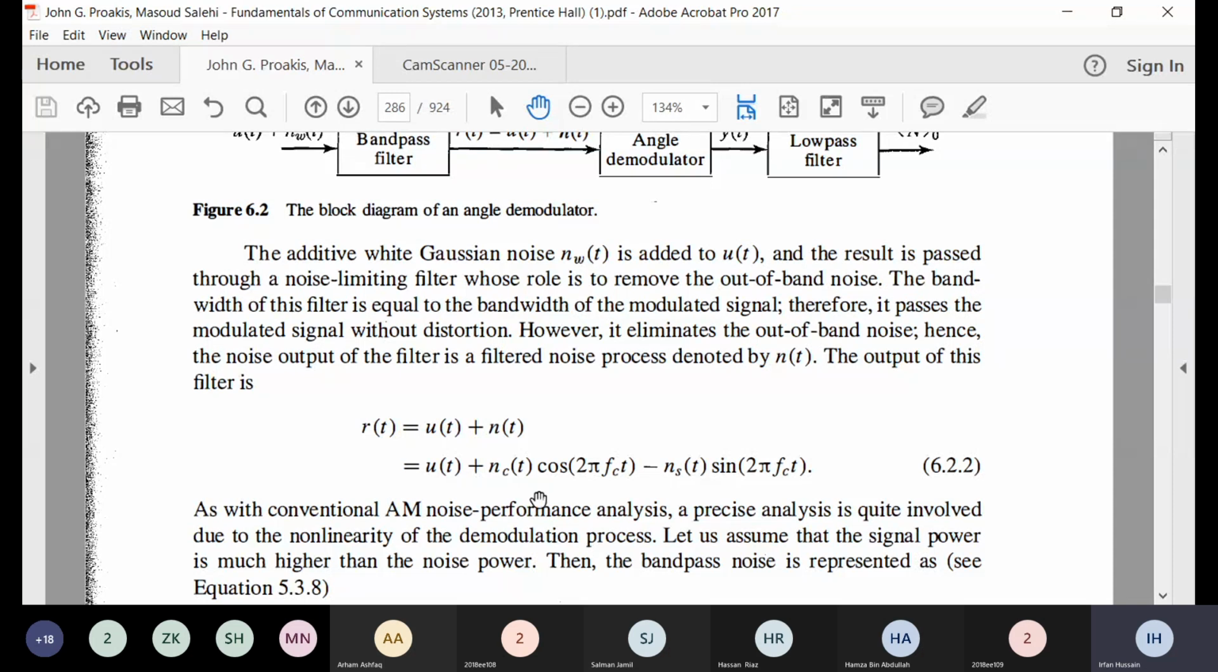So after the band pass filter, the noise will still be present around fc with a bandwidth of BC for positive and negative frequencies. So it is a band pass noise having a bandwidth of BC for negative and positive frequencies. So we know any band pass process can be represented in terms of its low pass, in phase and quadrature components as follows. This we have studied in chapter 2, as well as it was revised in chapter 5 with respect to noise representation.